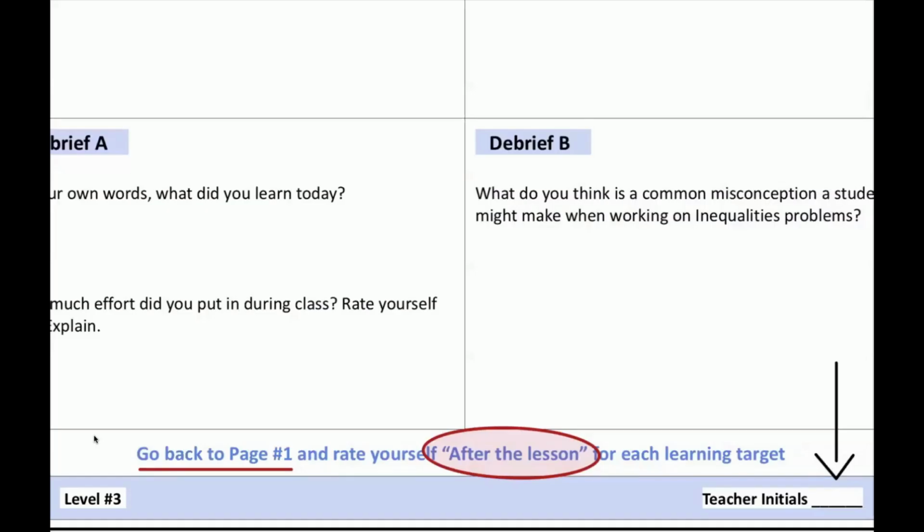Now that you've completed page 6, you're going to go back to page number 1. As promised, you're going to rate yourself after the lesson on our learning target now that you've had some more practice. 1 is the least confident, 5 is the most confident. Once you finish page 6 and rate yourself on page 1, check in with your teacher to get additional feedback.